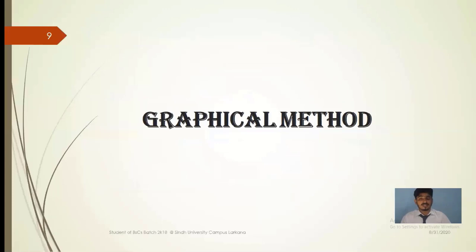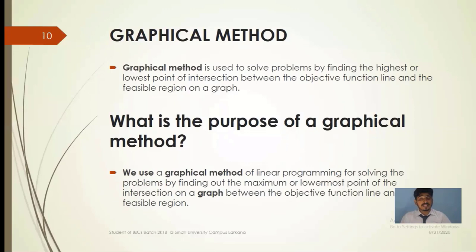So the next topic is the graphical method. The graphical method is used to solve a problem by finding the highest or lowest point of intersection between the objective function line and the feasible region on a graph. What is the purpose of the graphical method? We use the graphical method of linear programming for solving a problem by finding the maximum or minimum point of intersection on a graph between the objective function line and the feasible region.